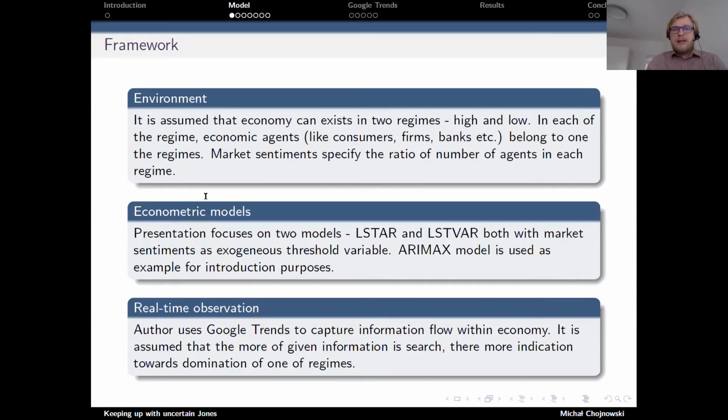As a thematic model that I am most influenced by here, it will be the nonlinear models. So the LSTAR model, which is the logistic smooth transition autoregression, and its vector counterpart, the extension of the model, which is the vector autoregressive smooth transition. I will also present the ARMAX, as I've mentioned, just to start the conversation and give you the intuition of how this method works.